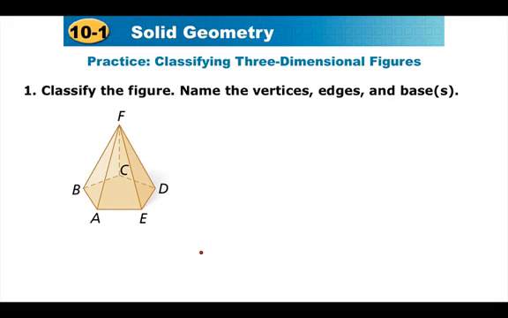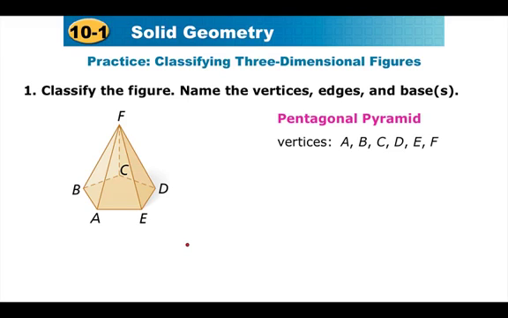It says classify the figure, name the vertices, edges, and base or bases. So here, to classify the figure, this is a pentagonal pyramid because the base is a pentagon. Now the vertices, you see them where 3 or more edges meet. Excuse me. And you can see them there. Let me highlight them. A, B, C, D, E, and F.